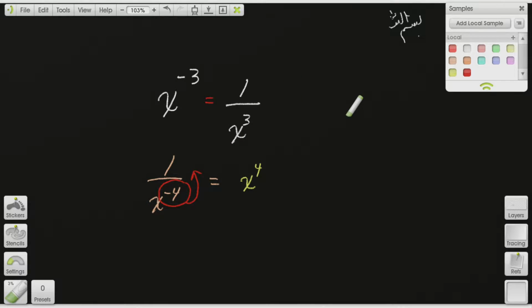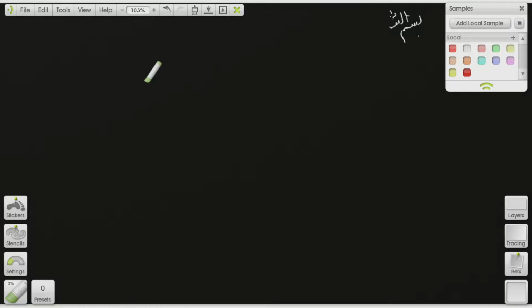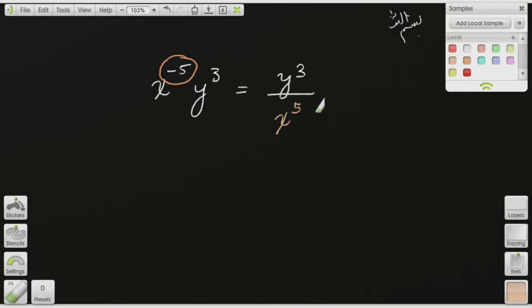So how do you deal with negative exponents? The rule can be written as this, okay? A to the negative m is 1 over a to the m. That's the negative exponent rule. Now let's do some examples. If I have x to the negative 5 y cubed, the negative exponent here is only on the x, so this will become y cubed over x to the 5th. See? That's it.